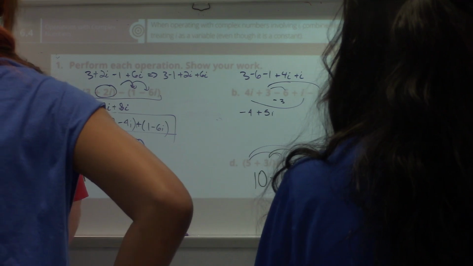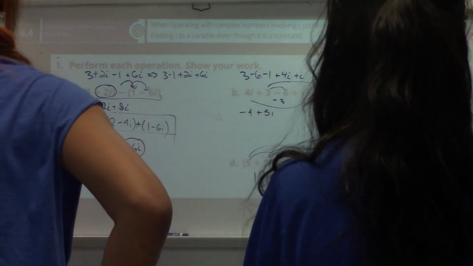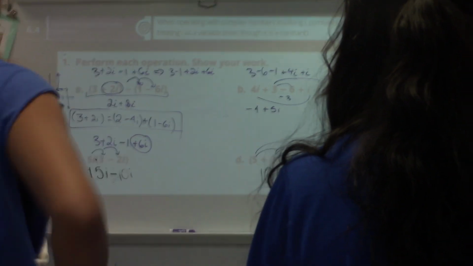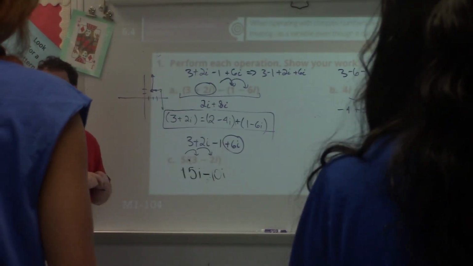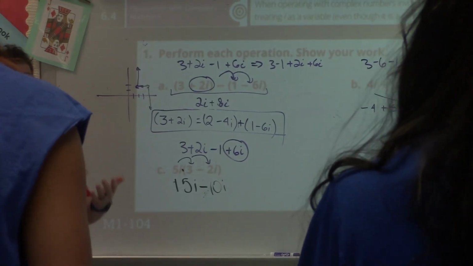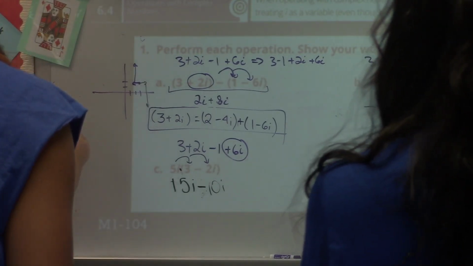Now, what I want to really emphasize is C and D. So with C, what property do I need to use? Distributive property, right? Multiply it out. And so 5i times 3, notice I can do that. And the reason why is this.